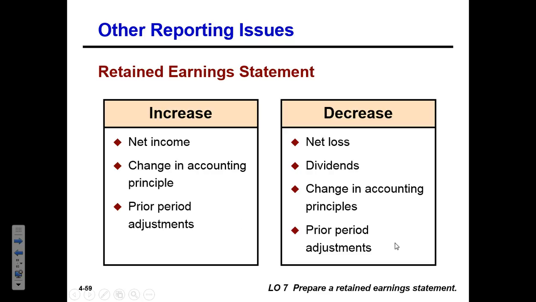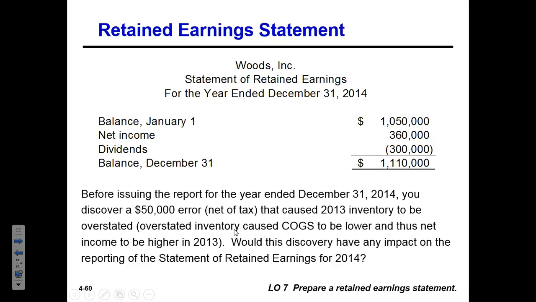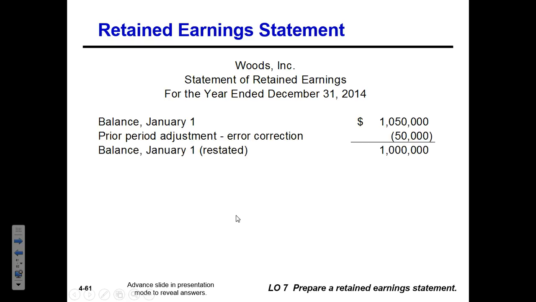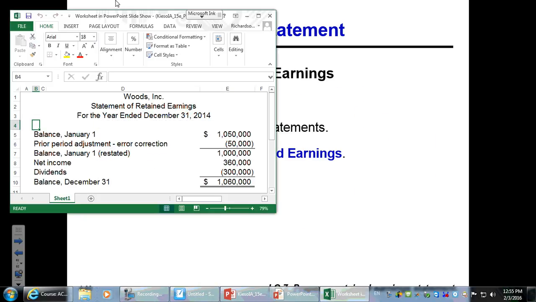So we've got positive and negative prior period adjustments and positive and negative changes in accounting principles. They both go in there. Okay? So where do you put them? See it? Right at the beginning. Balance at the end of last year, beginning of this year, prior period adjustment, and you have a restated balance. Got it? And then there's the net income, there's the dividends, and you get ending retained earnings. Okay, no, good. But anyway, that's what you do.